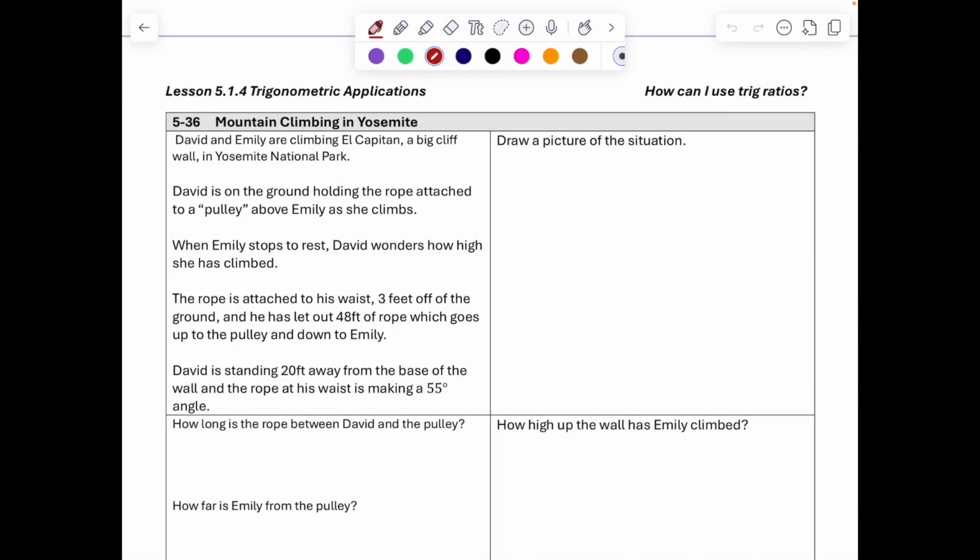This is lesson 514, trigonometric applications. So we already know all the math that we need for this lesson. We're just going to be applying it to some word problems.